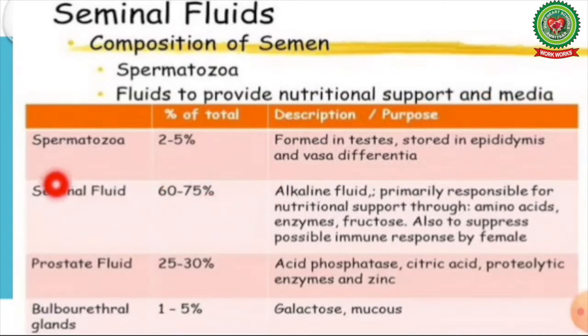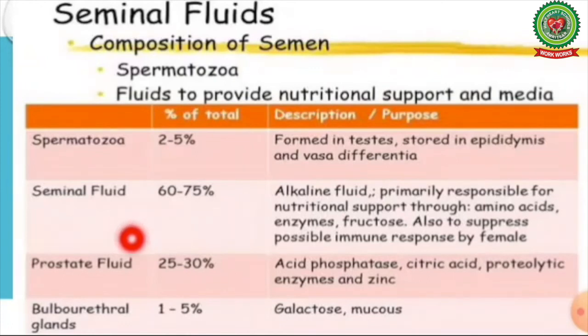First one is spermatozoa. Around 20 million spermatozoa are present per ml of seminal fluid. Spermatozoa are formed in testes, stored in epididymis and vas deferentia. The second is seminal fluid, fluid from the seminal vesicles that constitutes 60 to 75%, which is an alkaline fluid mainly responsible for nutritional support through amino acids, enzymes, fructose, and also to suppress possible immune response by female.